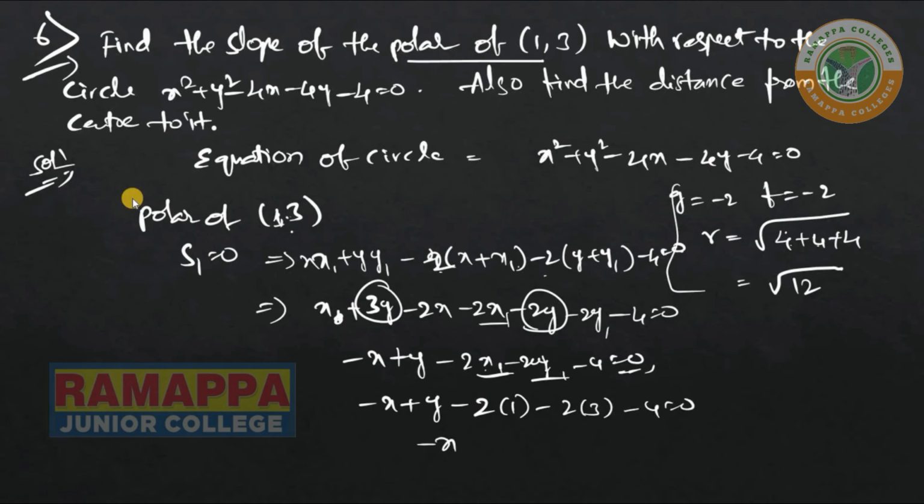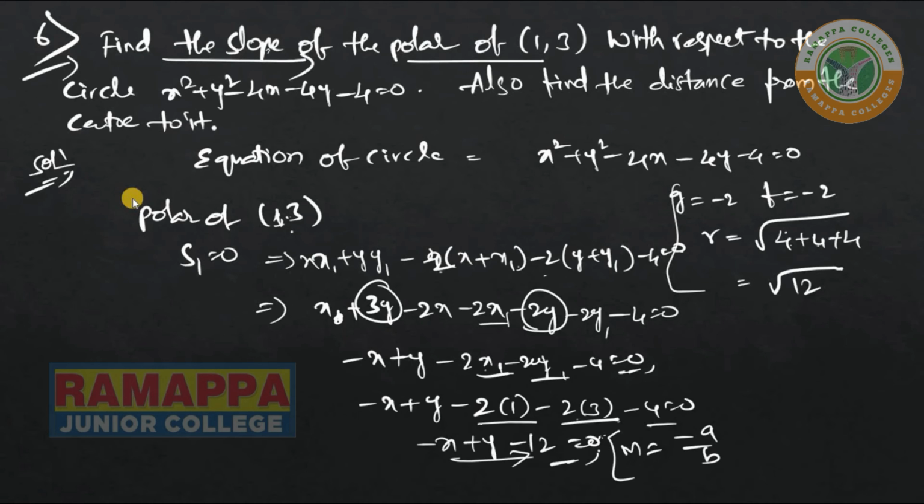It will become minus x plus y, this is 2, this is 6, this is 4, minus 10 minus 12 here, minus 12 is equal to 0 here. So the slope of this polar is equal to minus a by b, no? So m is equal to minus a by b. He is asking us to find the slope, m is equal to minus a by b, means a is equal to minus 1 divided by 1. Already minus is there, for this minus is there, it will become plus. So 1 is the slope m of this one.